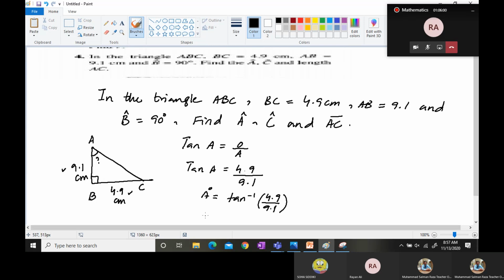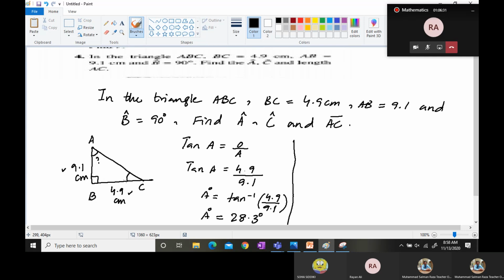We find angle A like this: tangent inverse, then 4.9 over 9.1, closing the brackets, and it gives me 28.3 degrees. This is how we find angle A. Now, after angle A, they have asked us to find angle C.